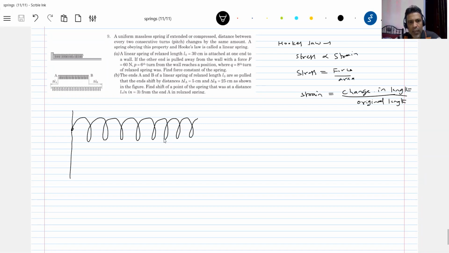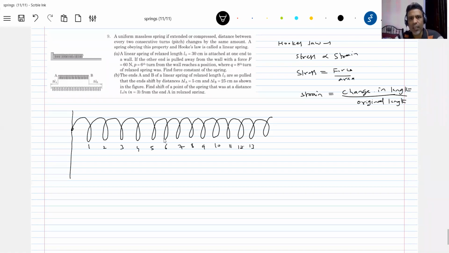You read the question. Meanwhile, I'll end up with a diagram. Okay, what is a turn? So this is the first, second turn, third, fourth, fifth, sixth, 7, 8, 9, 10, 11, 12, 13, 14. Like this, we can assume the number of turns.